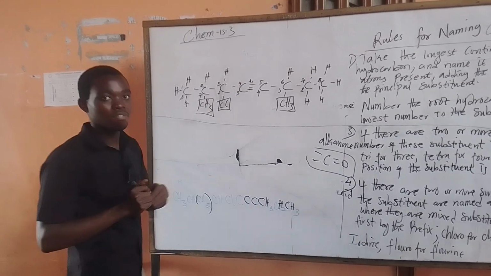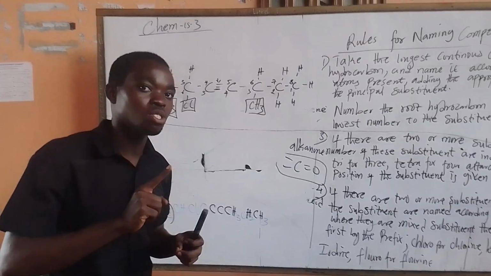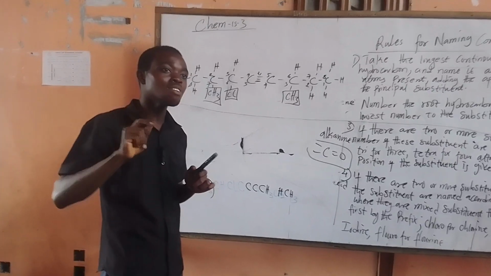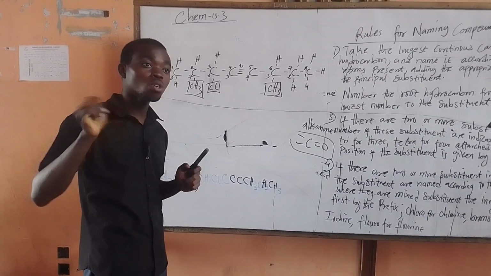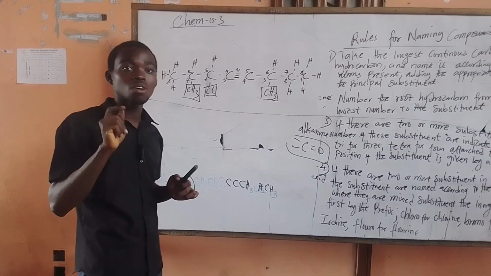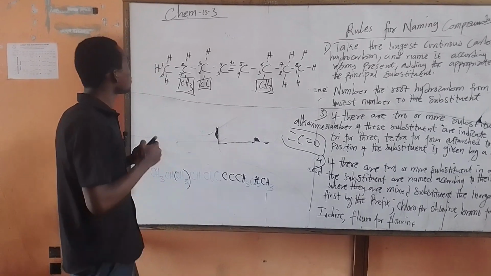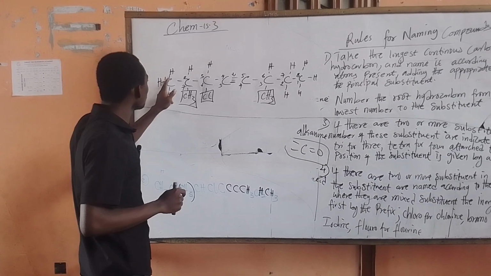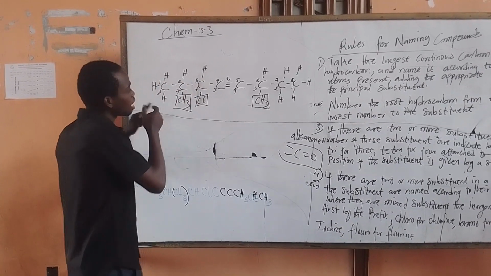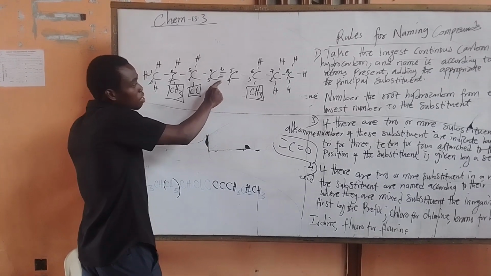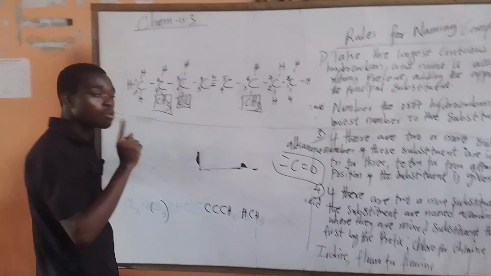So I say the rule number 5: we select and number the longest continuous carbon chain. The functional group is preferred. That is, the functional group is given the lowest number. So among all the substituents, it is the functional group that is given the lowest number. If I number 1, 2, 3, 4, now I'm going like this. That is my triple bond, which is preferred over the rest.